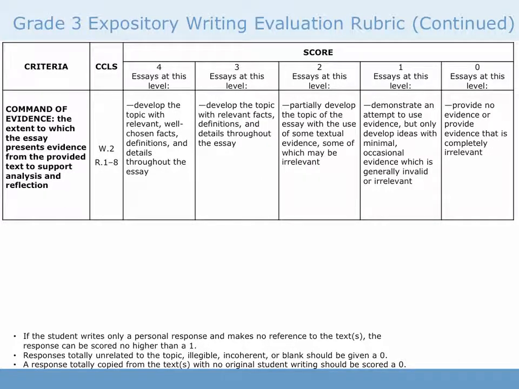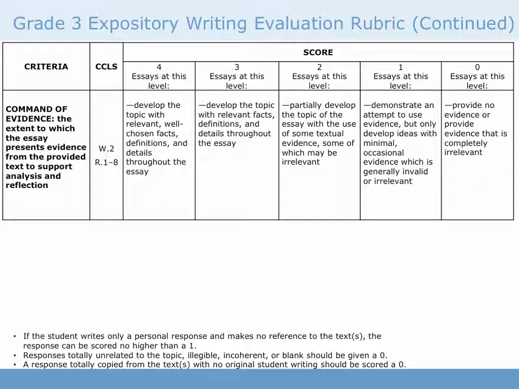The next criterion is command of evidence, the extent to which the essay presents evidence from the provided text to support analysis and reflection. This is used to assess Writing Standard 2 and Reading Standards 1 through 8. Essays at level 4 develop the topic with relevant, well-chosen facts, definitions, and details throughout the essay. At a 3, they develop the topic with relevant facts, definitions, and details throughout the essay.